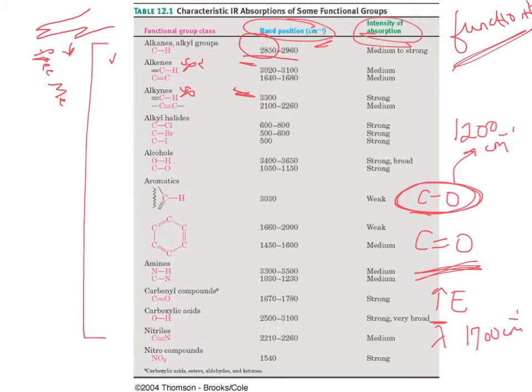Alcohols, the OH is a very broad peak. The CO, on the other hand, is much lower. Those are heavier atoms. It's much lower and shows up around 1200. Aromatic compounds, they show up at 3030 as well. The CC part of it shows up at 1600, and there are overtones that exist between 1600 to 2000.